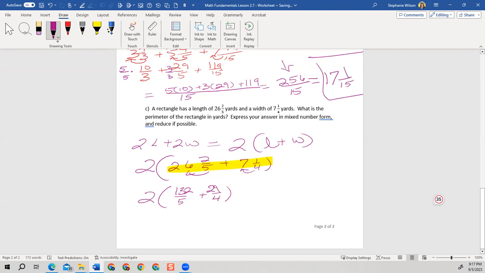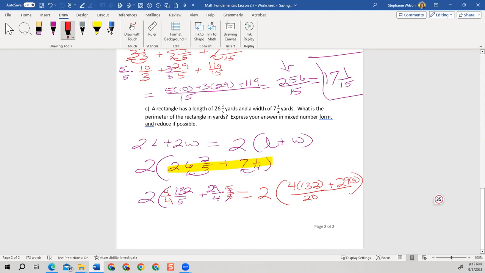Now I have 5 in the denominator and 4 in the denominator, and I need to find the least common multiple. I know that 5's prime, so if I said 5 times 4, right, it's going to give me 20. And remember, what we do to one part, we have to do to the other. So I have 2 times, I got 4 times that 132 over 20. I'm going to go ahead and write it all over 20. And then it's 29 times 5.